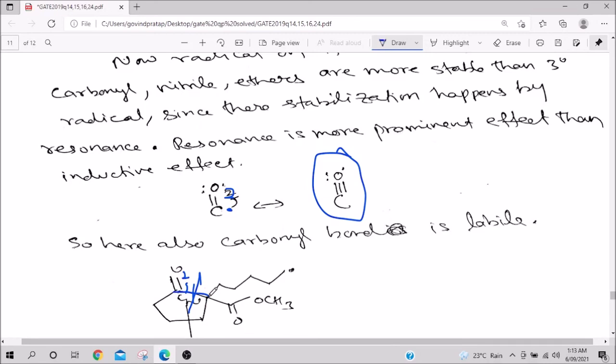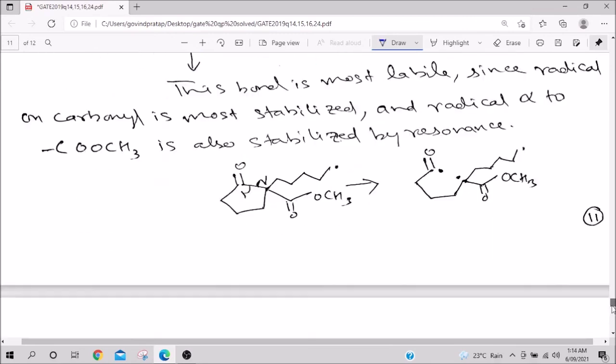So, the alpha sigma bond to the C double bond O is always labile for radical reaction, because if the carbonyl carbon has an electron, it gets stabilized by resonance through the oxygen's lone pair of electrons, fine. So, let us break that and see what happens. You are getting one electron here, and these two will move, and it is fine, because this will come here and this will come here, right.